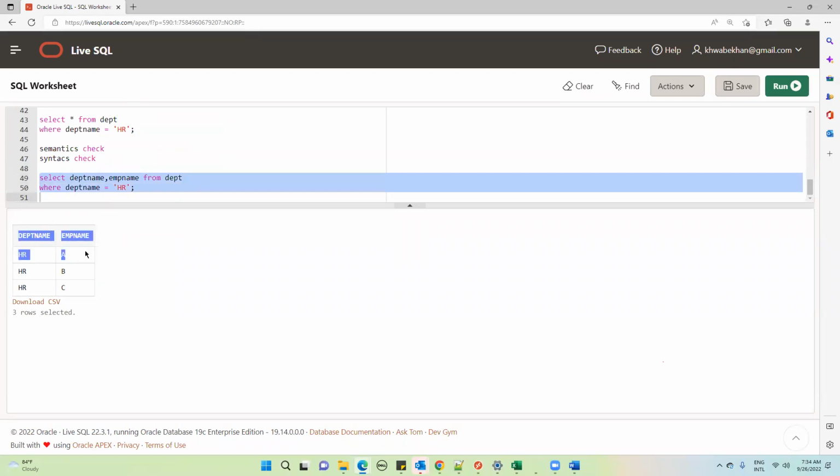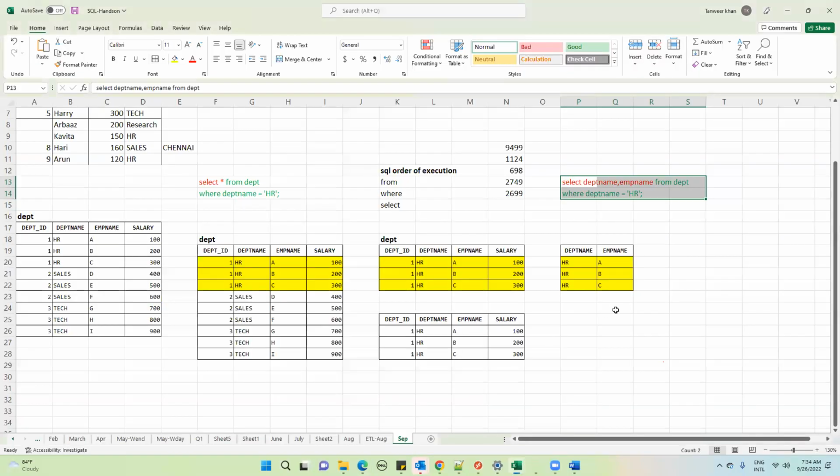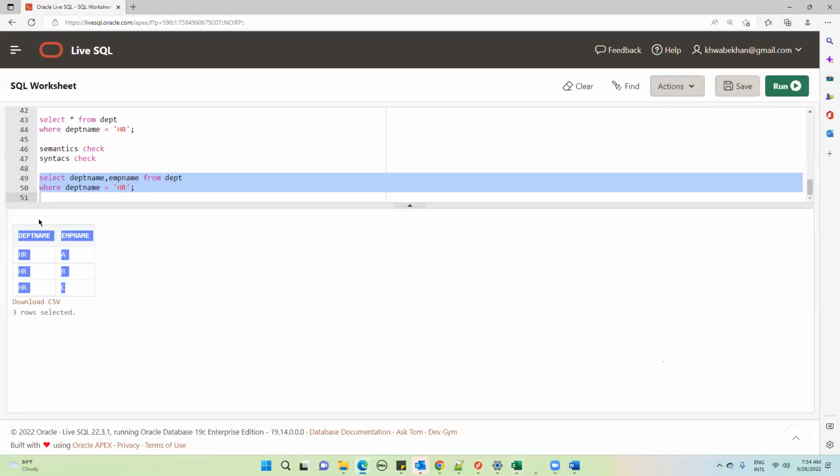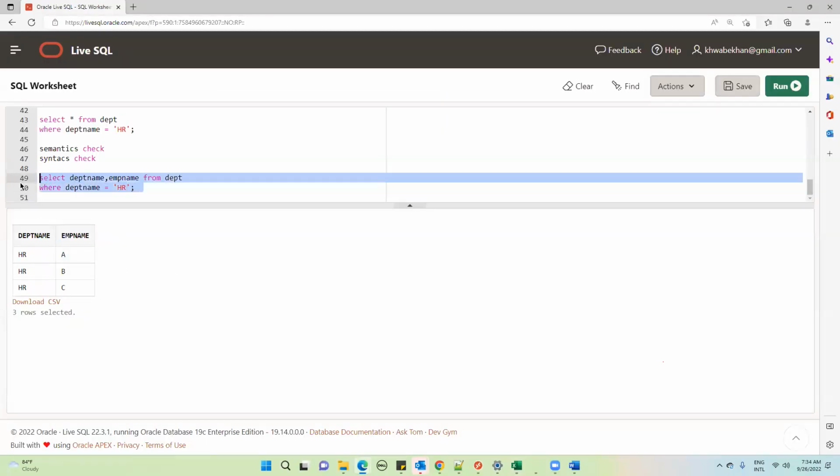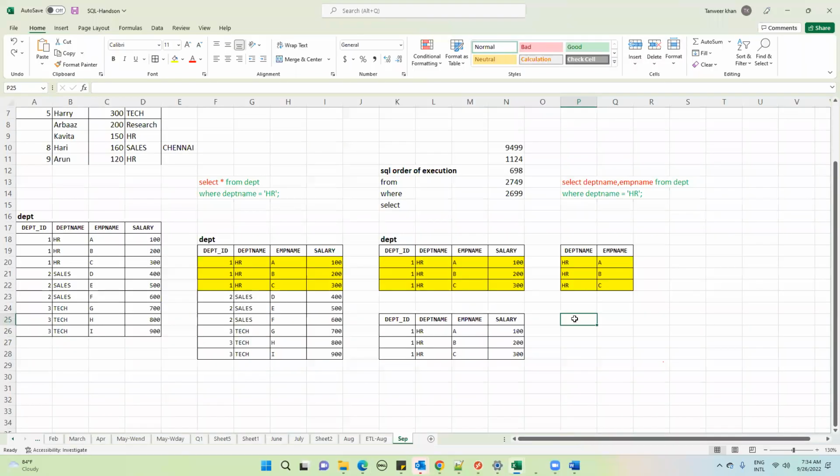Now see, you have only department name and employee name. Okay, please verify this here. Oh, sorry, this is not copied properly. Okay, hope it is clear. Yes. Fine. So this is how internally the engine works.